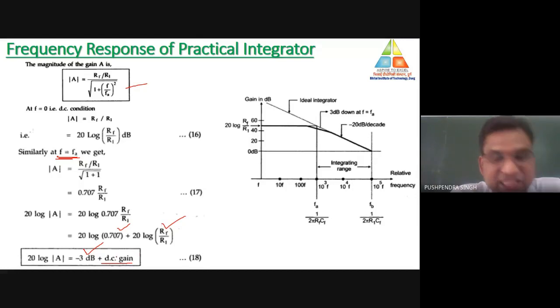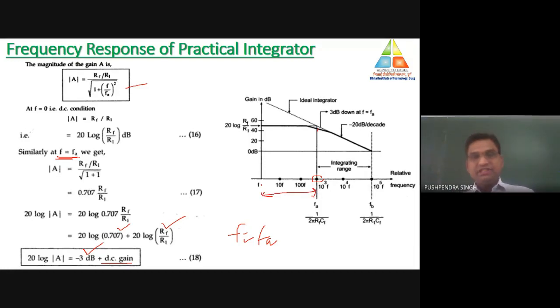plus the gain of this, which is the DC gain, because both the components are constant. So when the frequency F is equal to FA, the value of gain is reduced by 3 dB. So what is the value of bandwidth? Bandwidth is FA. FA is the bandwidth of this integrator.